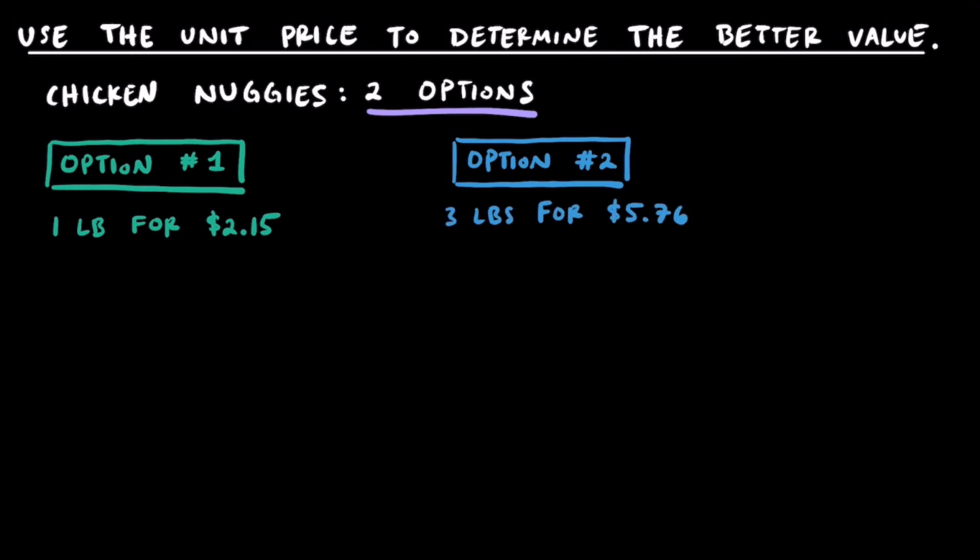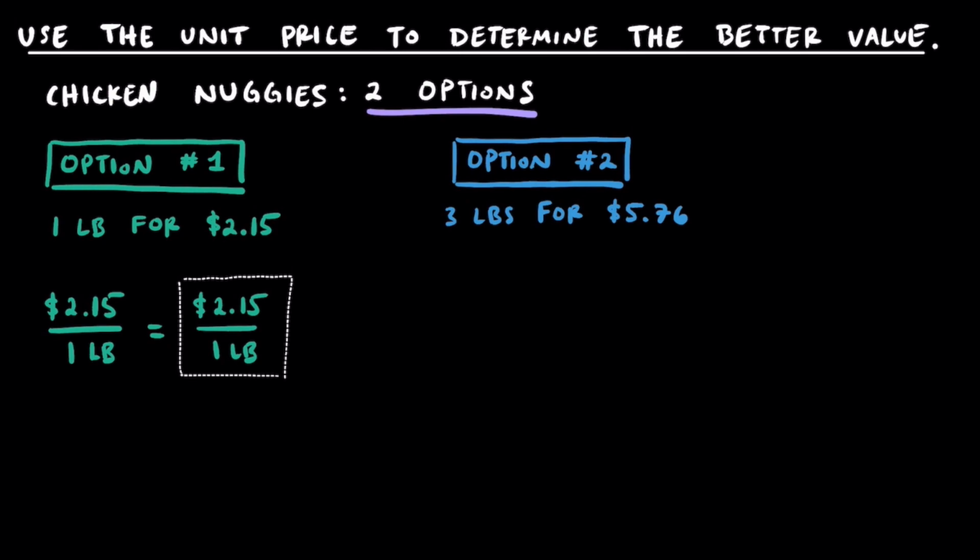Writing option 1 as a rate, we can say that's $2.15 per 1 pound. And because that's the price per 1 pound of chicken nuggies, that means that we already have the unit price for this option number 1. However, for option number 2, we can write the rate as $5.76 for 3 pounds of chicken nuggies, and we need to find the unit price for 1 pound.